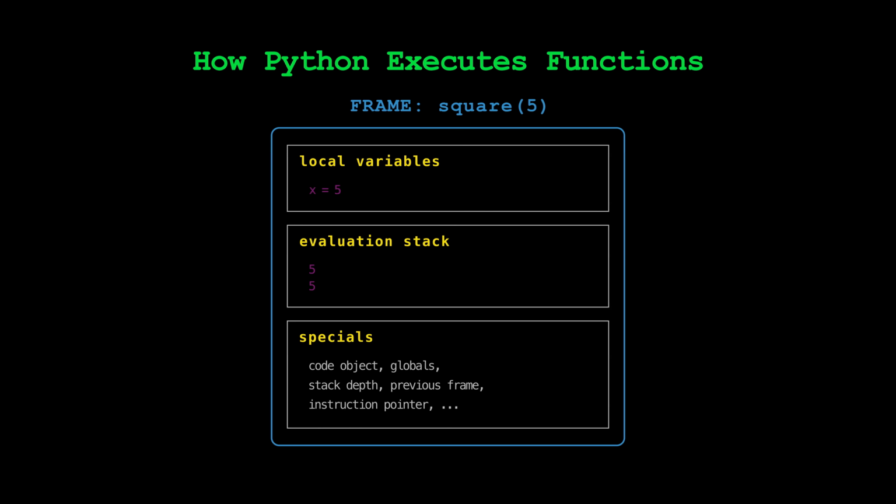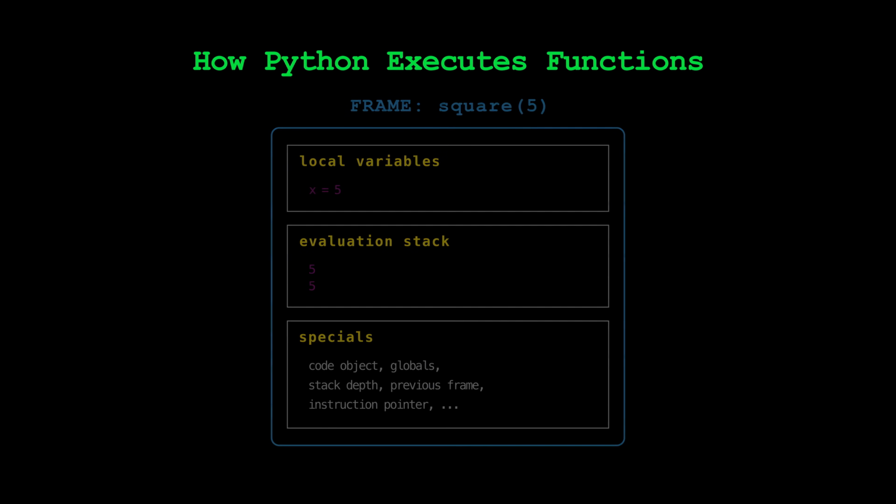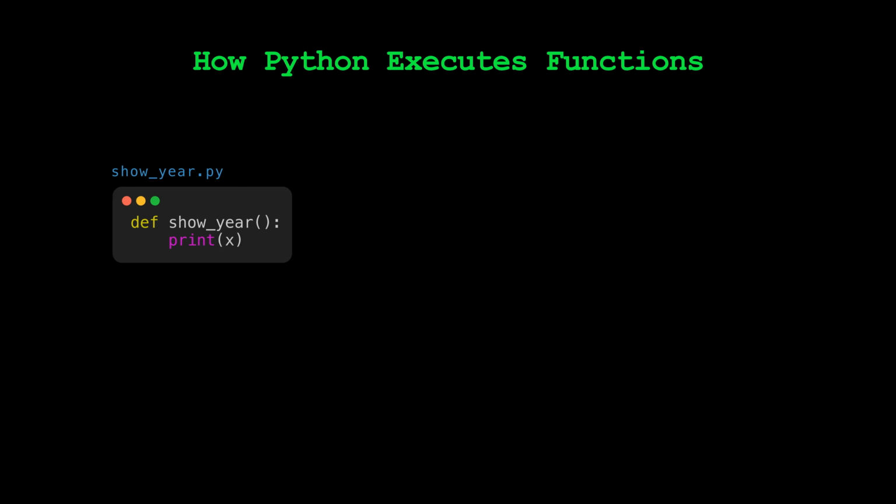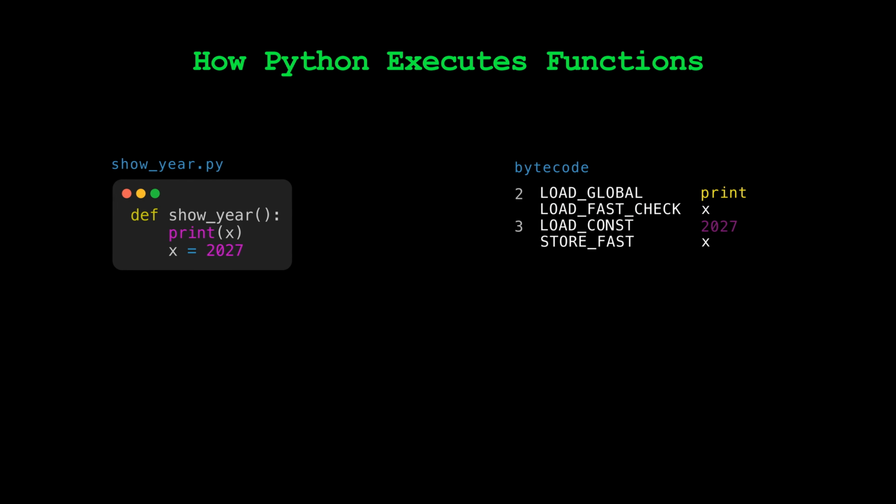Locals in the frame are reached with load fast. Fast, because they're slots looked up by position, not by name. When showYear only reads x, the compiler loads it as a global. When x equals 2027 is in the function body, the load becomes load fast check. This checks if the local slot is filled. At the print line, it isn't yet, which gave us the unbound local error we saw.